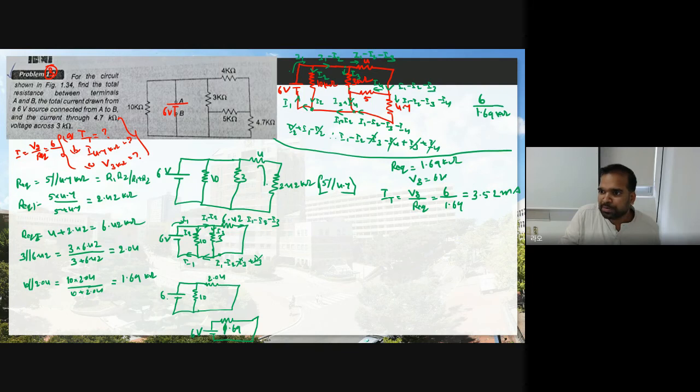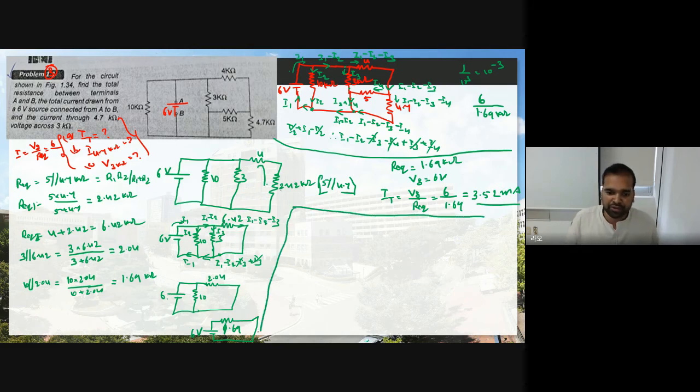So if you have 1 by 10 power 3, it goes to 10 power minus 3, and 10 power minus 3 means milliampere. Clear. Now the first thing is completed. You found IT, the total current, 3.52 milliampere.